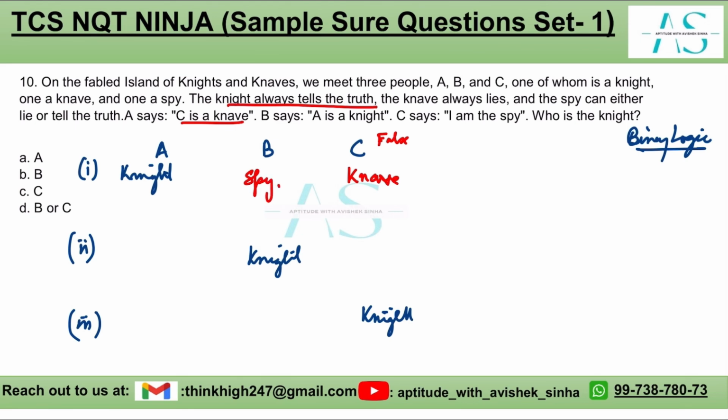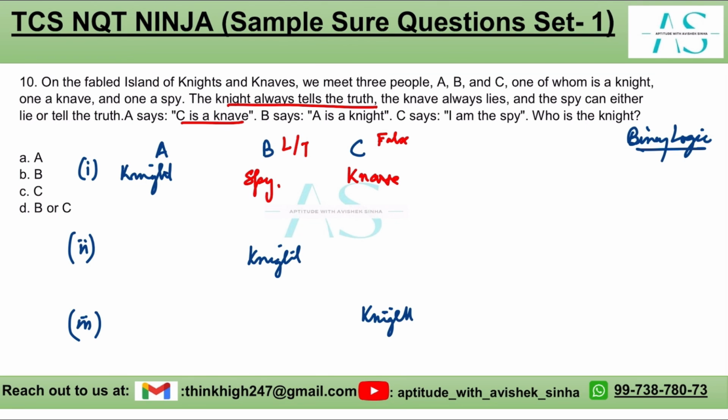The spy can either lie or tell the truth, so this is also applying. B says A is the knight. So he can always tell the truth, as it is in this case, or he may also lie if he is the spy. So this case is possible, and in this case, who is the knight? A is the knight. Let's see what about the other two, and then we can jump to our conclusion.